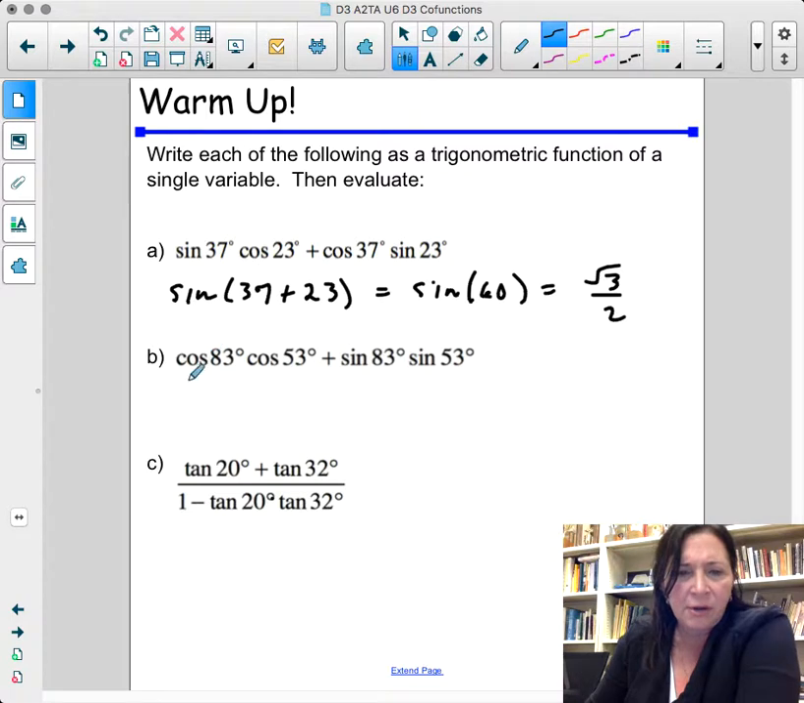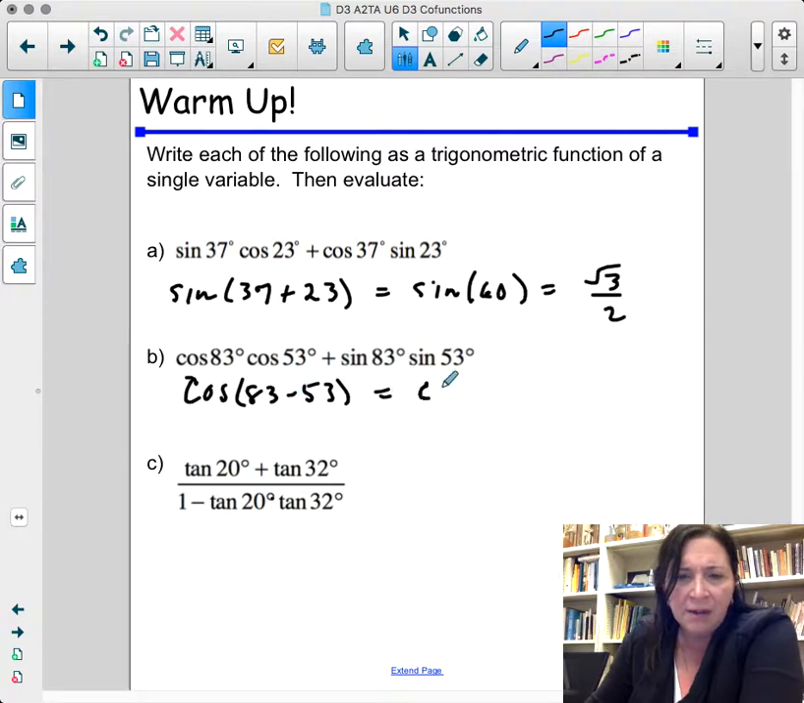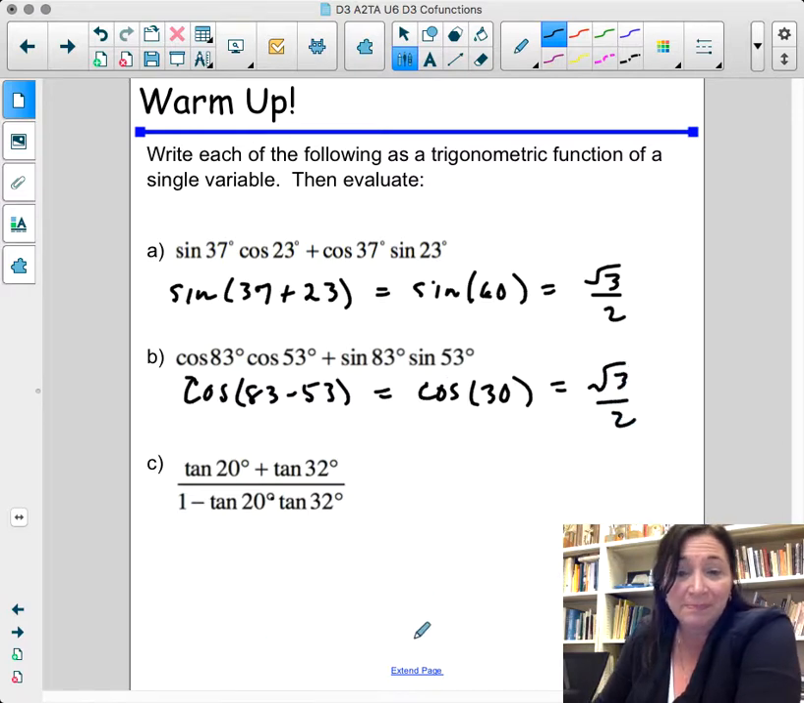This one right here goes cosine, cosine. Well, that's going to break down into cosine of 83 minus 53, because if it's plus here, this will be the opposite. That's going to reduce into cosine of 30 degrees. And cosine of 30 degrees is also root 3 over 2.